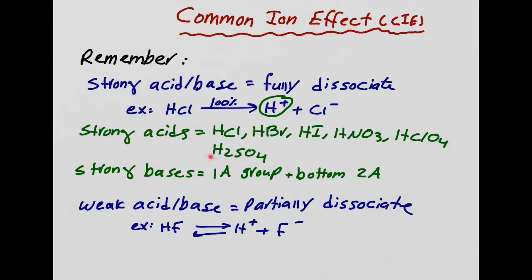And the strong acids, you would have to memorize. These are the list of the strong acids. Everything else is considered weak. The strong bases, if you have 1A group or bottom of 2A group, those would be considered strong bases. And the bottom would be Sr, Ba, and Ra. Those would be the strong bases.